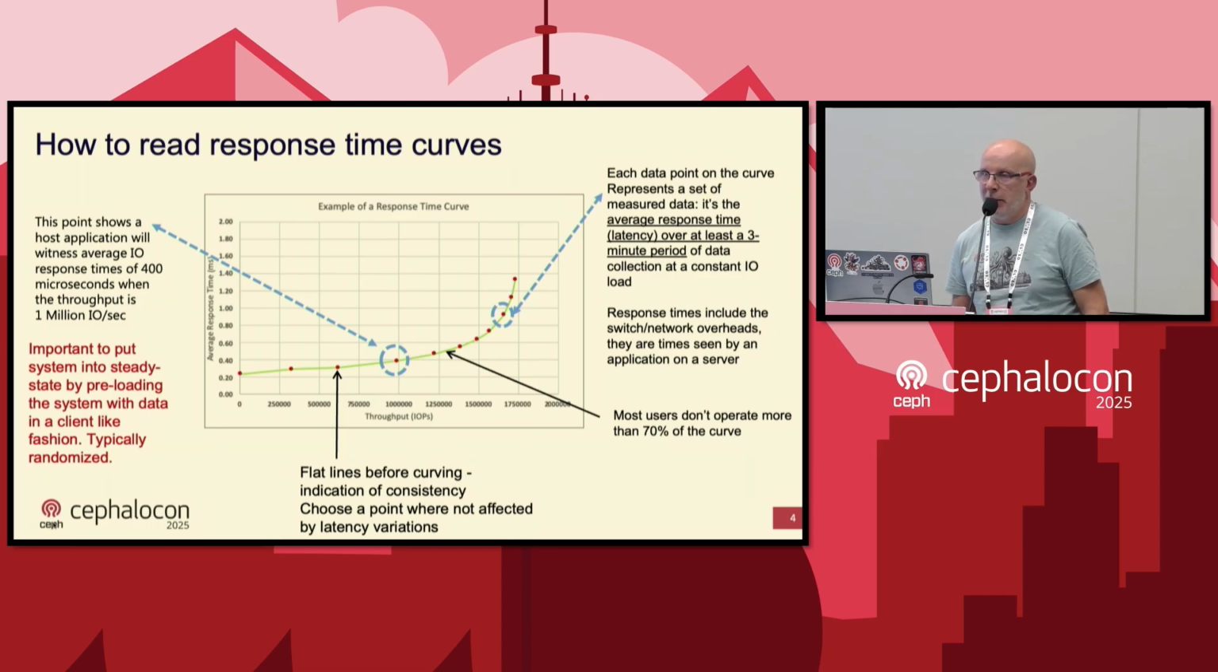A flat line along the bottom shows that the system provides more consistent throughput and latency. And you'll see later on in my talk that consistency is really important, which is something that most users and customers actually care about. But before you generate one of these response curves, it's important to put the system into a steady state by preloading the system with data in a client-like fashion.